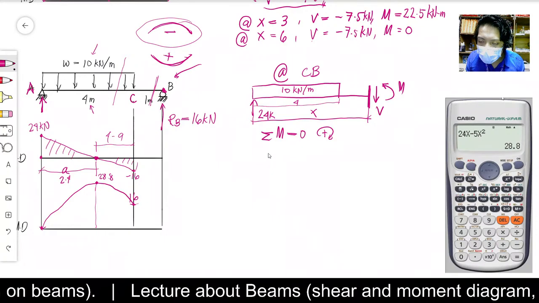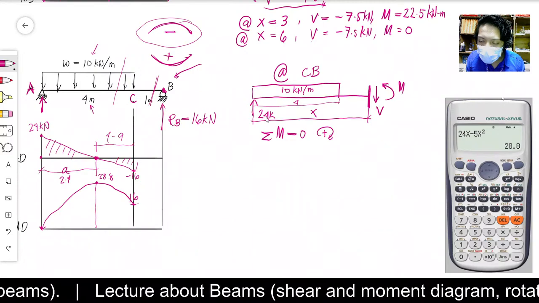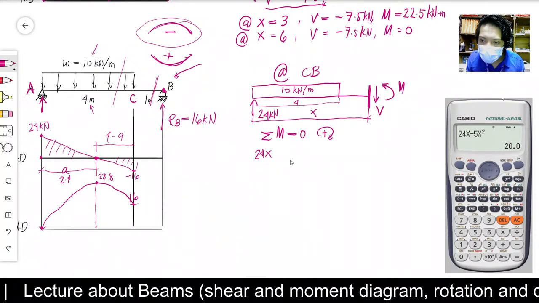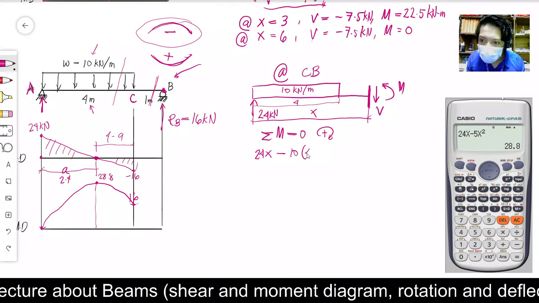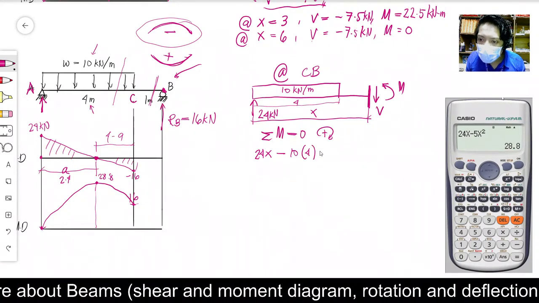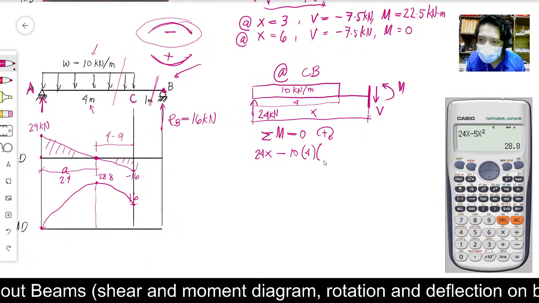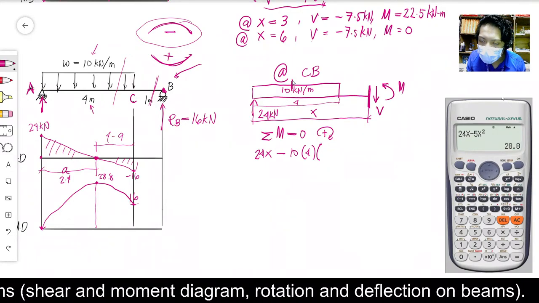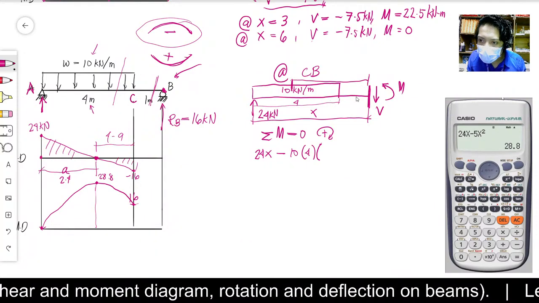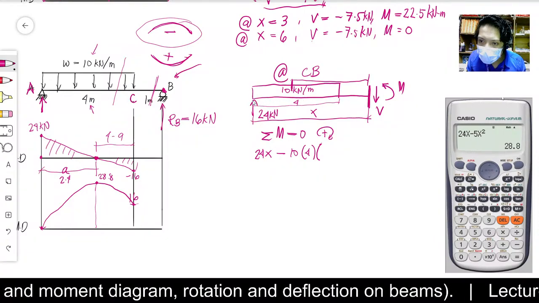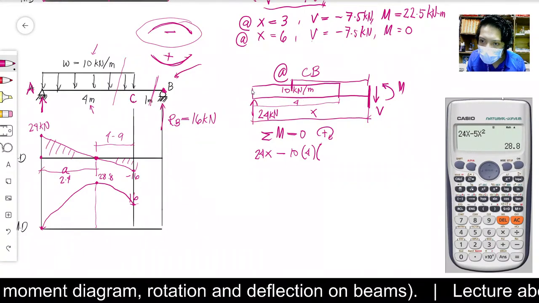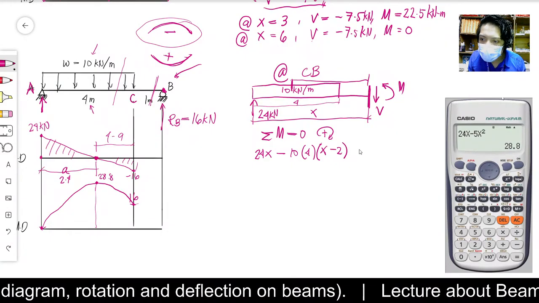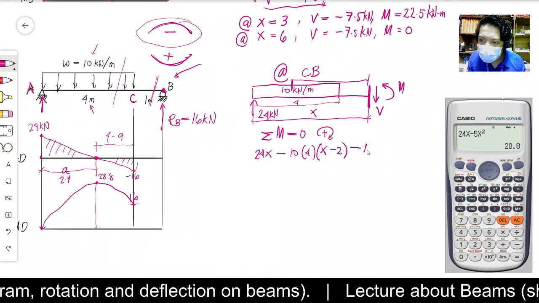The forces that will generate positive moments is this one, 24 kilonewton. This is in kilonewton. So we have here 24, and the moment arm is x, minus 10 times 4. That's the magnitude of the force multiplied by the moment arm, from the centroid of this triangle. From the cutting plane, the distance is x, and from the centroid, the distance is 2. So this distance is x minus 2. And of course, the moment minus moment is equal to 0.